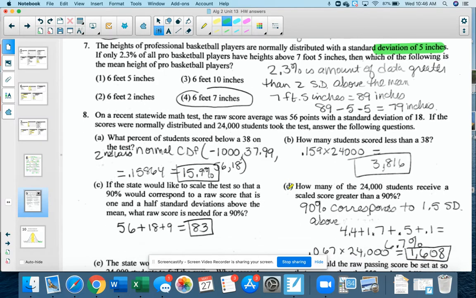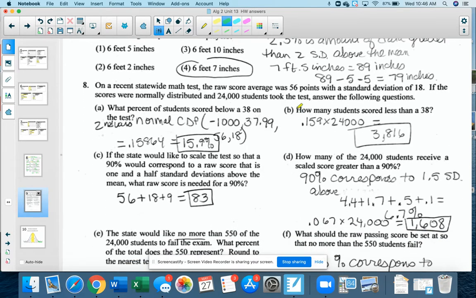All right, on a recent statewide math test, the raw average score was 56 points with a standard deviation of 18. So my mean right here is 56, and my standard deviation is 18. The scores were normally distributed, and 24,000 students took the test. Answer the following questions. What percent scored below a 38 on the test?